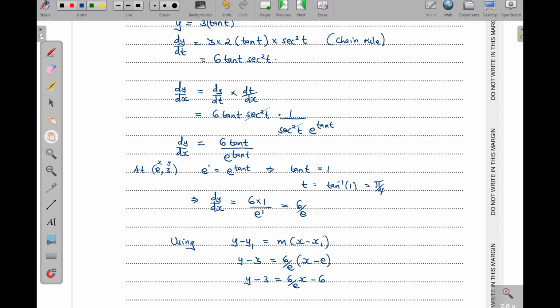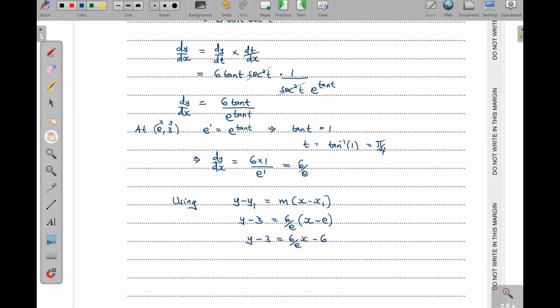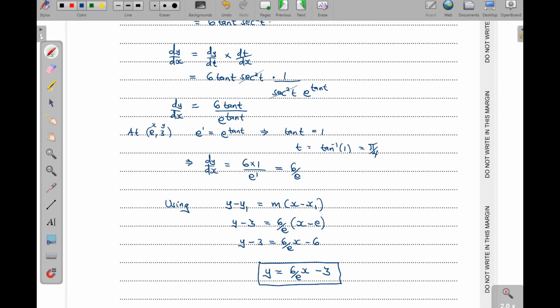You see? And then we can take this 3 here, it will become a positive. So minus 6 plus 3, of course that one will give us what? A minus 3. So minus 3. This becomes our answer. They said m and c are exact. So our m is this 6 over e, and the c is that minus 3.